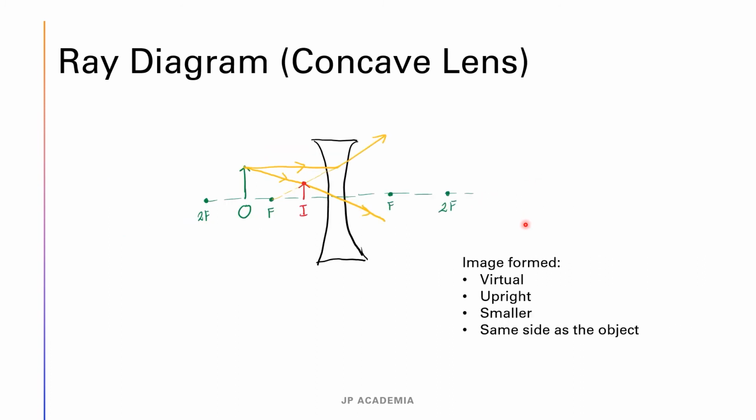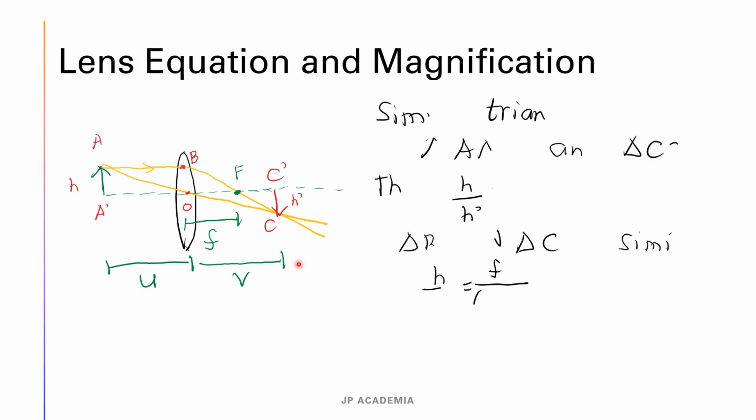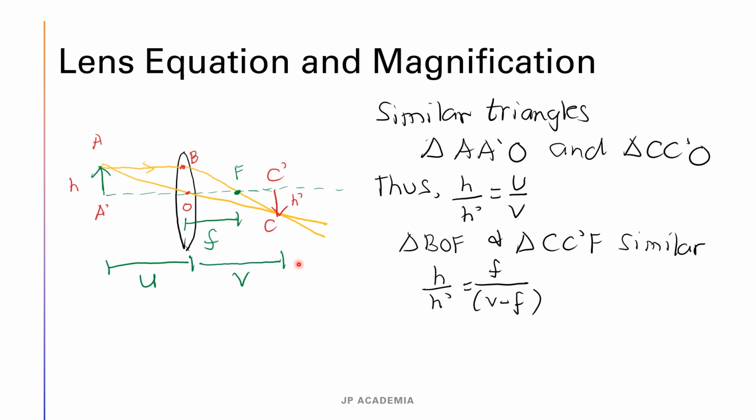No matter where we place the object, for the case of concave lens, we have this same characteristic. The image is virtual because it is located at the opposite side of the refracted rays. This is the refracted rays. A virtual image can be seen but cannot be captured on a screen, or it does not form a visible projection on a screen.